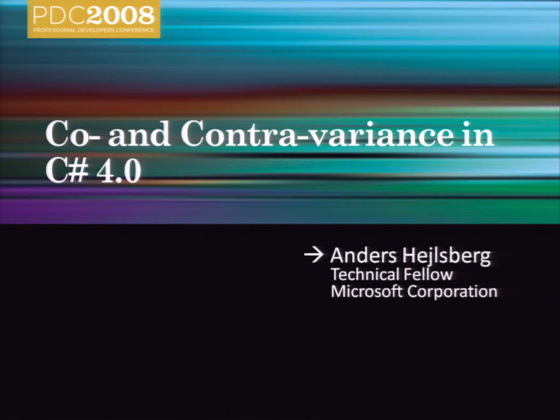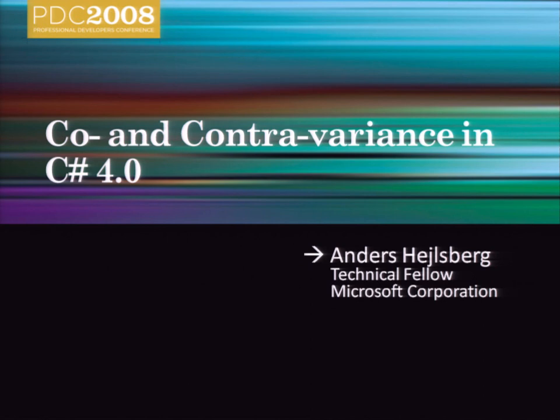I'm Anders Hejlsberg. I thought I'd just jump in here and do a little talk on co- and contravariance in C# 4.0 since it nicely takes about 15 minutes. It's one of those funny little corners of the CLR that, interestingly, the CLR has actually supported co- and contravariance ever since generics were first put in.